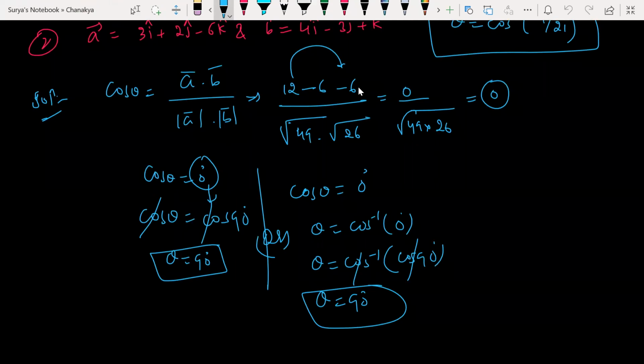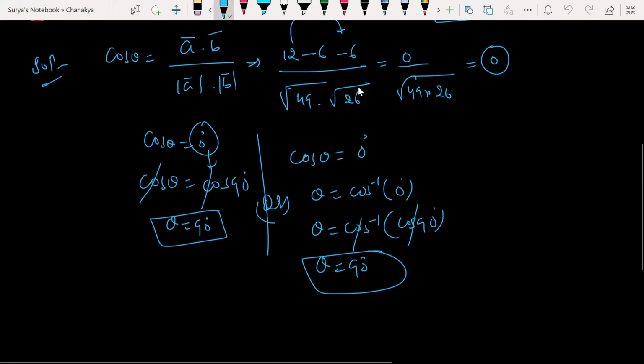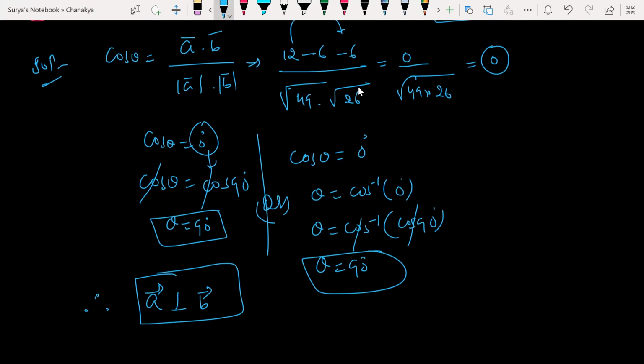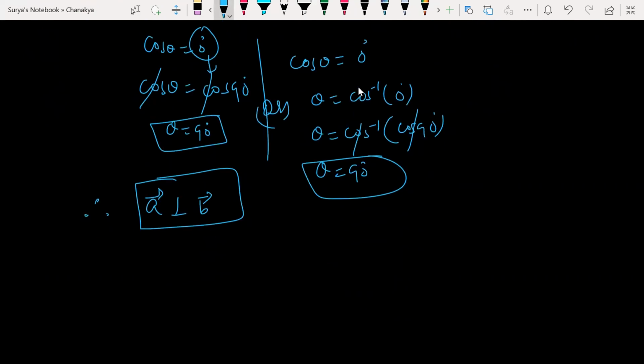What is the solution you got now? Theta is 90 degrees. 90 degrees is nothing but what? What kind of vectors are they? Vector A is perpendicular to vector B. Can I say? Vector A is perpendicular to vector B actually.